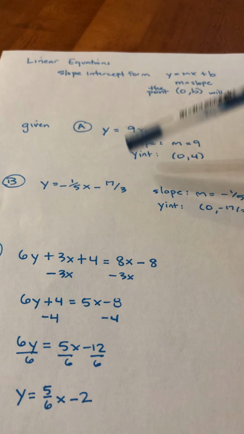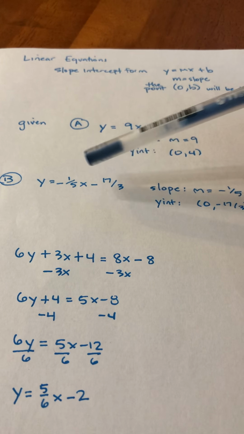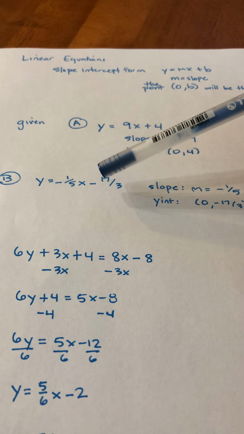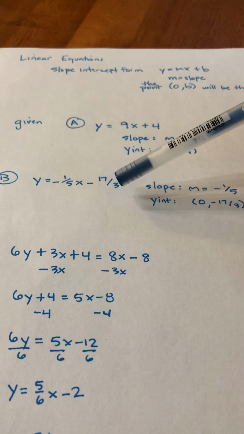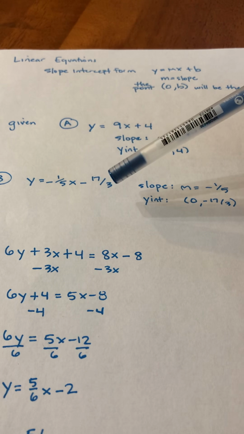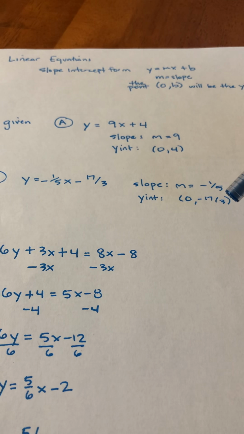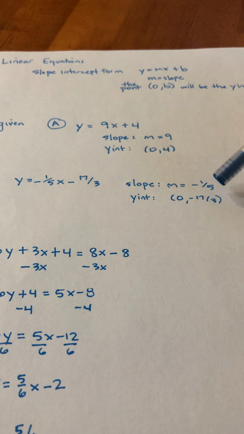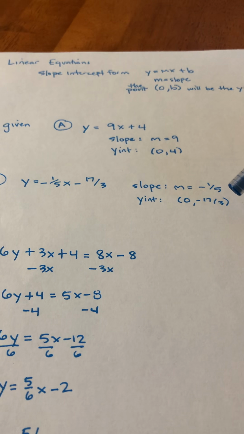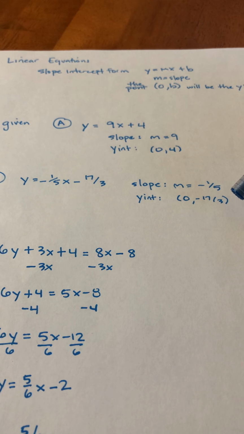If I gave you a slightly messier equation, y is equal to negative 1 over 5x minus 17 over 3, again, the value in front of the x, negative 1 over 5, is going to be our slope. And this negative 17 over 3 is going to be the value inside of our y-intercept. So we'd get the slope of negative 1 over 5 and the y-intercept of (0, negative 17 over 3).